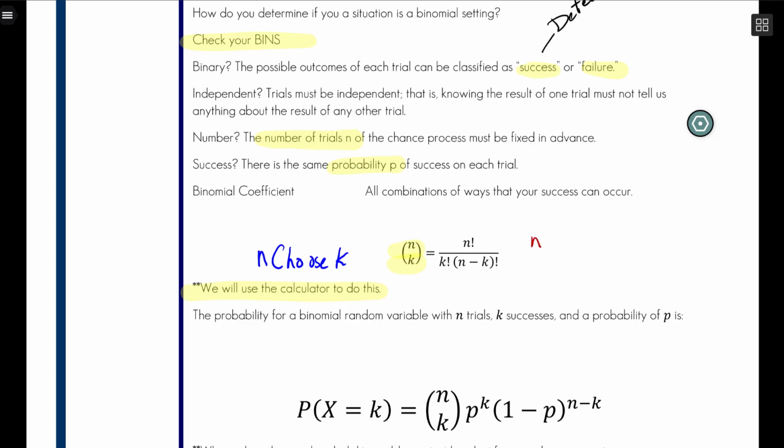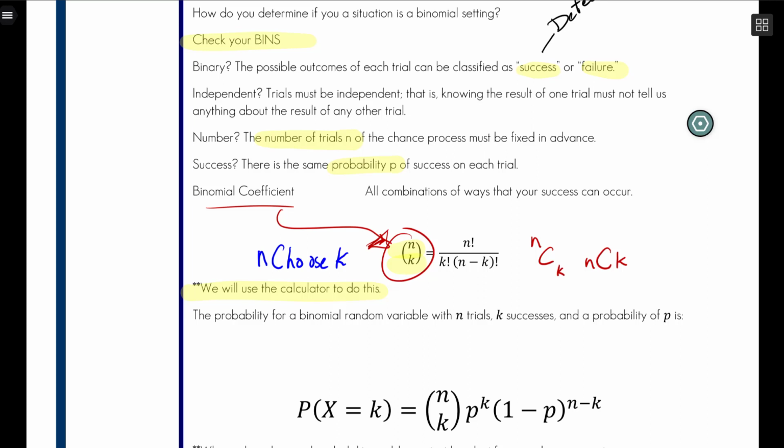It can be written nCk like this. It can be written nCk like this. You may also see that k replaced with an x or with an r. Any one of those might be the way that you see this. This is what you would want to enter into a calculator, or try to find a binomial coefficient calculator online. This is what you would need.